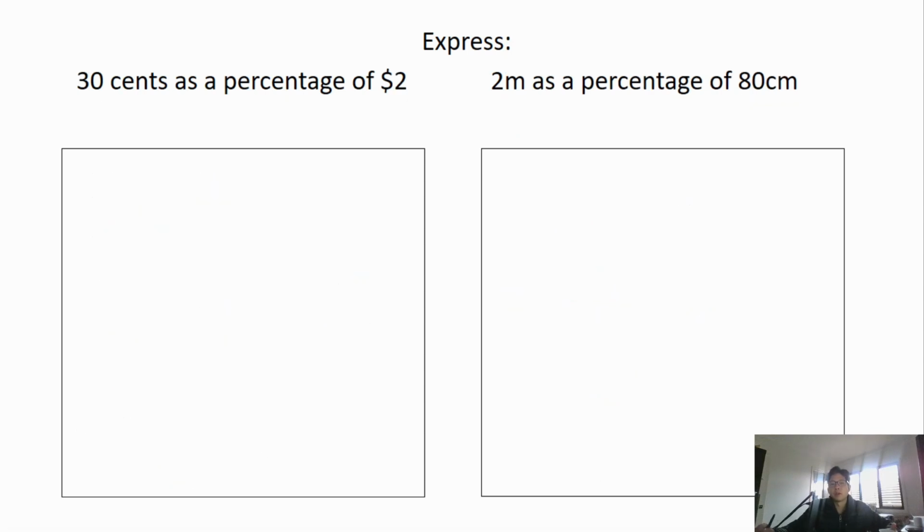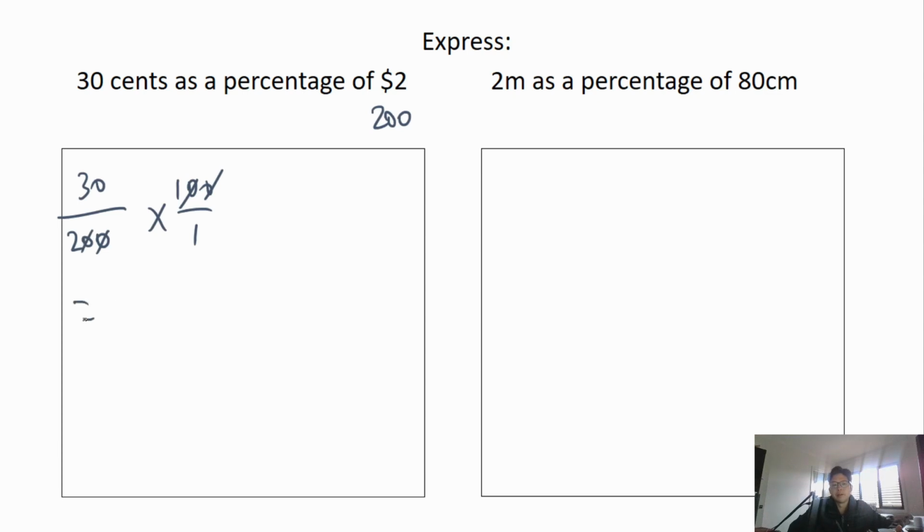Alright, so for the first one on the left, once again, let's use cents. So 30 cents as a percentage of $2. So there are 200 cents in $2. So let's write that as a fraction, 30 over 200. And we need to multiply by 100 to get that as a percentage. So let's do that. I'll just jump straight to this step. And let's cancel out the zeros.